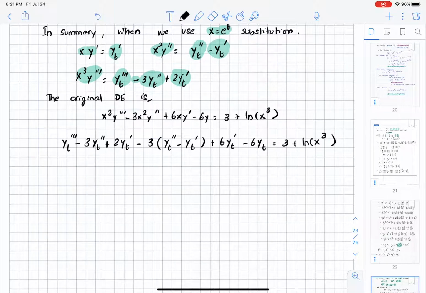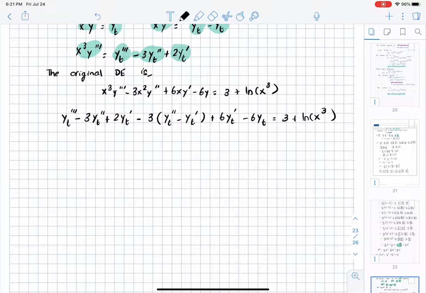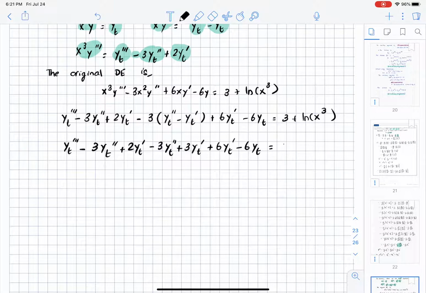Now, the homogeneous part is what we are interested in, so we're going to plug in 0 there. After simplification, what we have here is y'''(t) minus 3y''(t) plus 2y'(t) minus 3y''(t) plus 3y'(t) plus 6y'(t) minus 6y(t) equals 3.